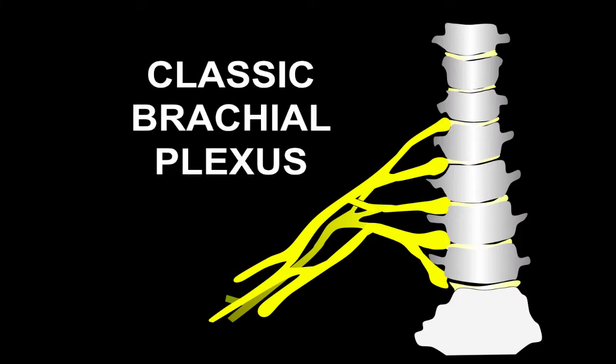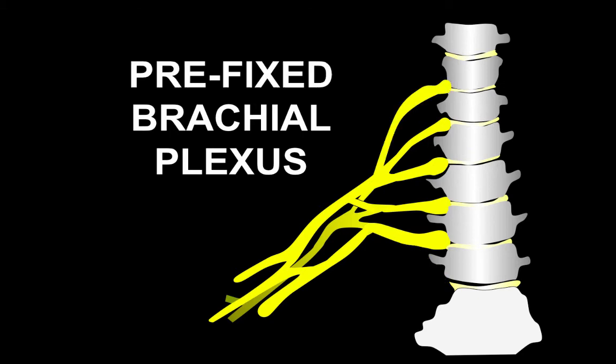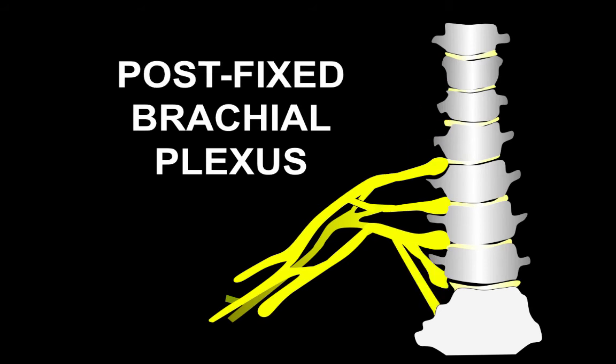The anatomical configuration of the brachial plexus that we have just described corresponds to what is called the classic brachial plexus. The prefixed brachial plexus corresponds to one in which the ventral ramus of C4 contributes heavily to it, while there is very little to no contribution from the first thoracic spinal nerve. The postfixed brachial plexus is one in which there is little to no contribution from the fifth cervical spinal nerve, but significant contribution from the second thoracic spinal nerve.